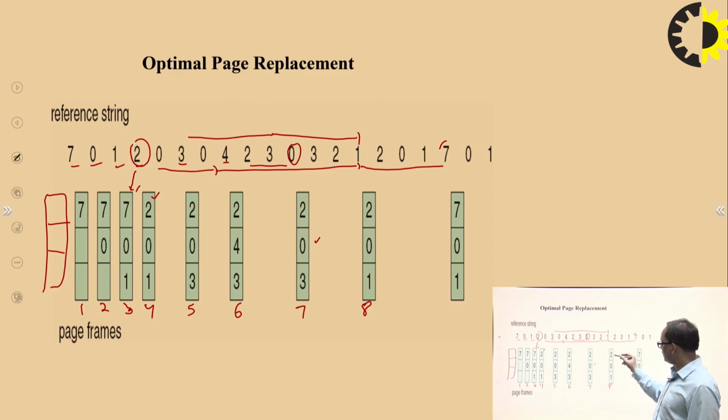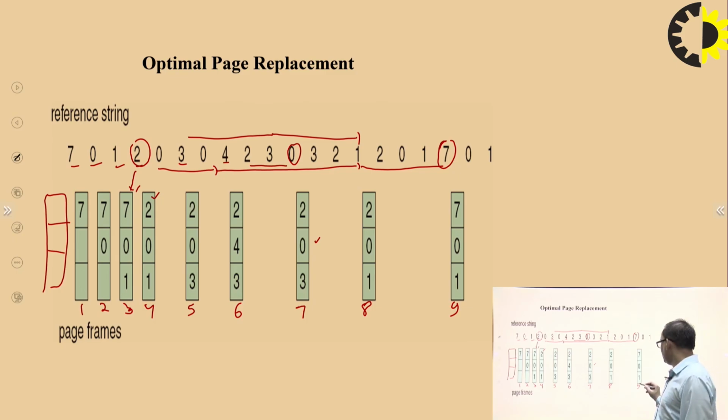Again 2 is referred, available in main memory, no page fault. 0 is referred, available in main memory, no page fault. 1 is referred, 1 is available in main memory, no page fault. Now 7 is referred, 7 is not in main memory. So the value of page fault becomes 9. It will increase by 1.